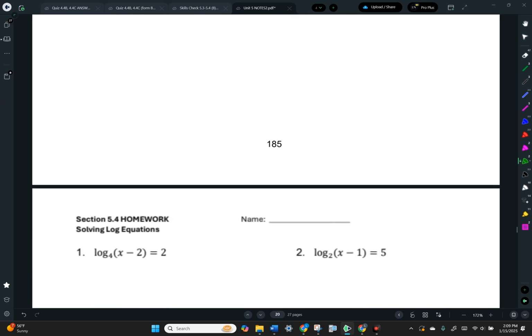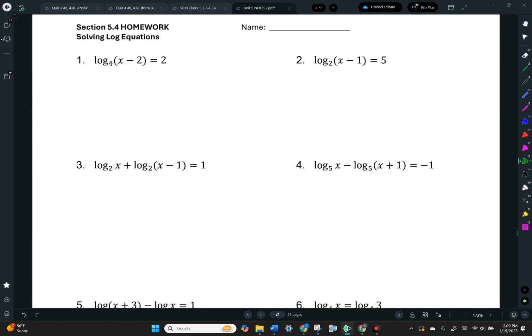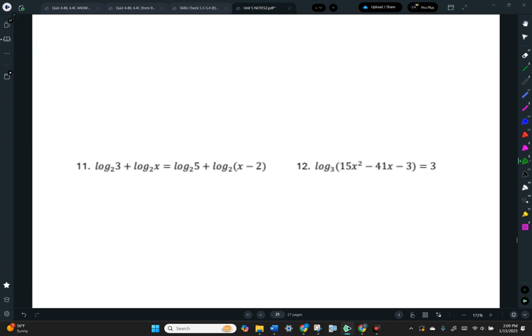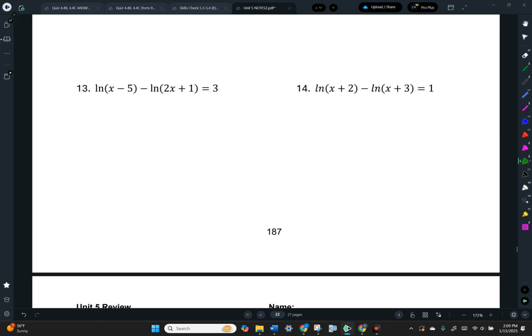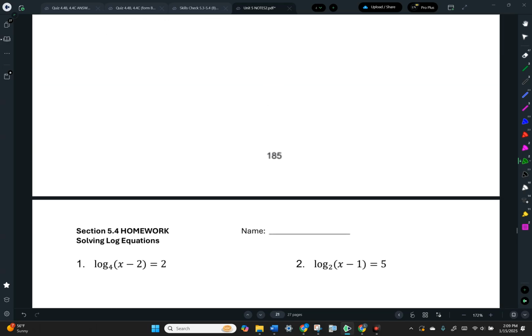All right, so you've got some homework to practice on, I guess, page 186 and 187.